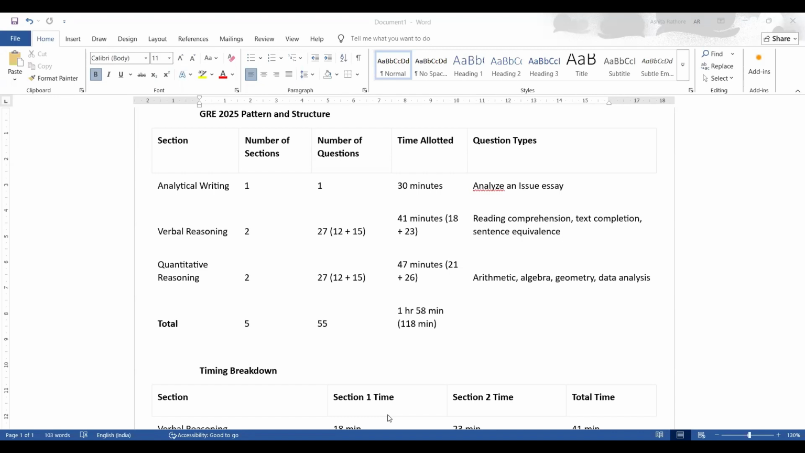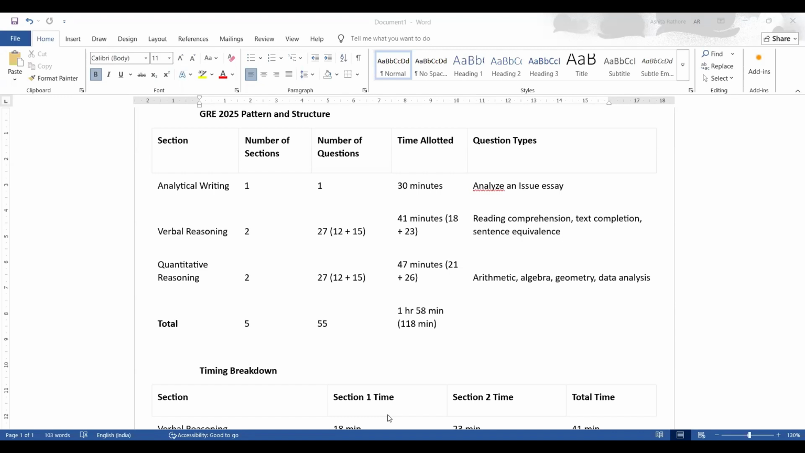Now, in the exam, it's compulsory that your first section is going to be analytical writing. After this, sections can switch between quantitative reasoning versus verbal reasoning. The order is automated. We do not have a choice in it. Okay. And there is no break between this entire examination. So this exam happens in one go. The next section automatically starts after one is over. Is this part clear to everyone?